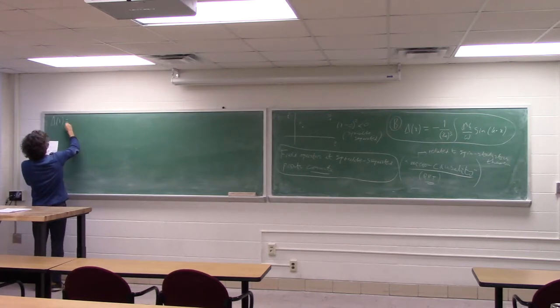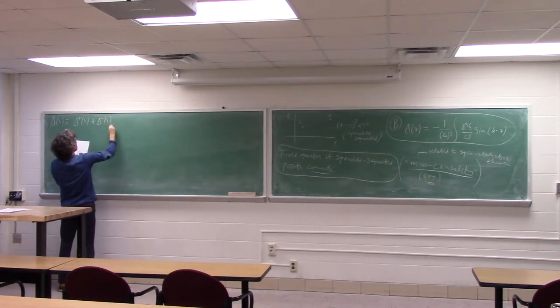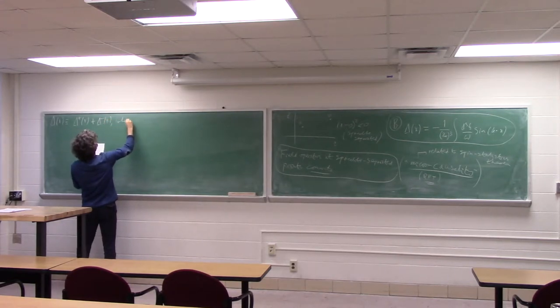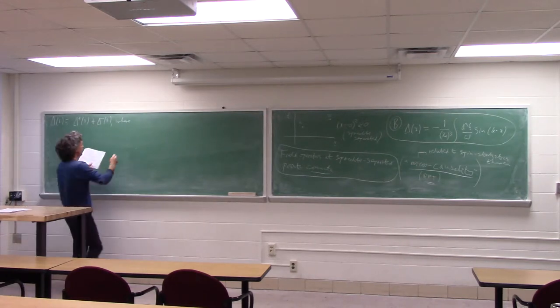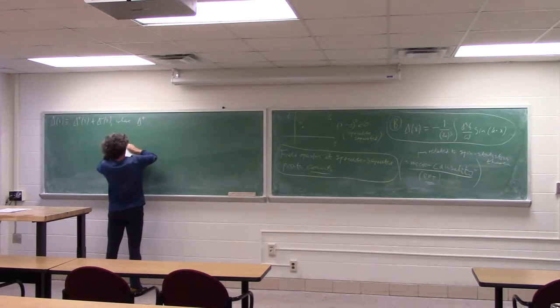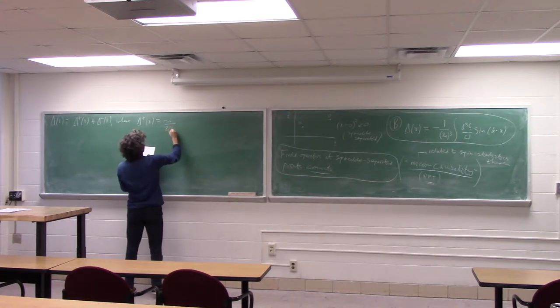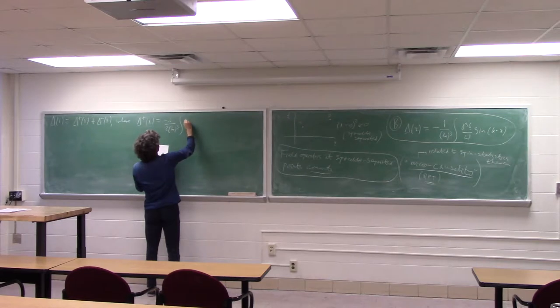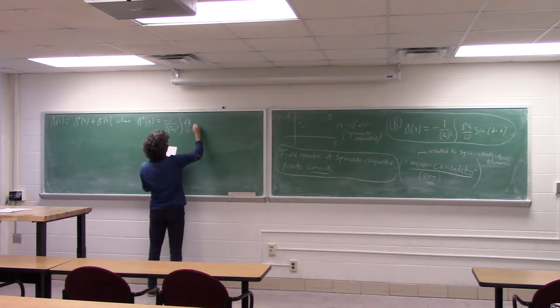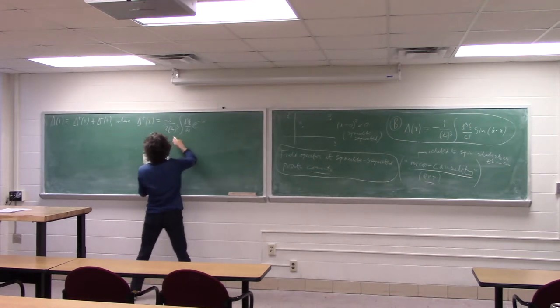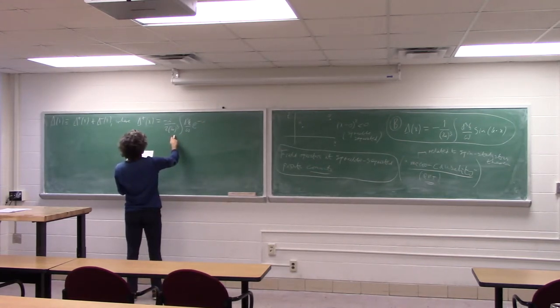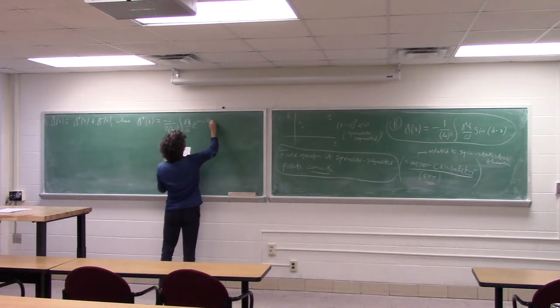So let me first write down delta x. We're actually going to construct it from the sum of two functions, delta plus and delta minus, where delta plus is defined to be the following: minus i over (2 pi)^3 integral d^3k over 2 omega e to the minus i k dot x.